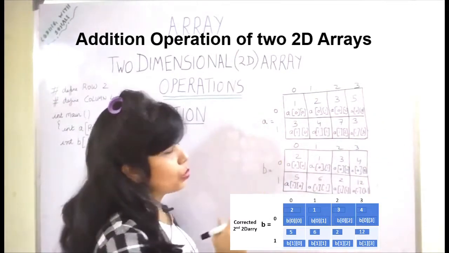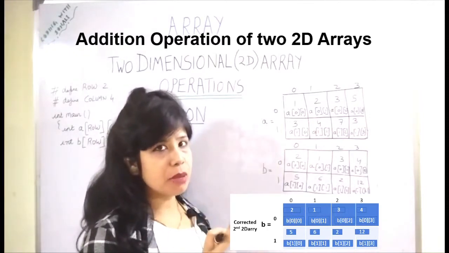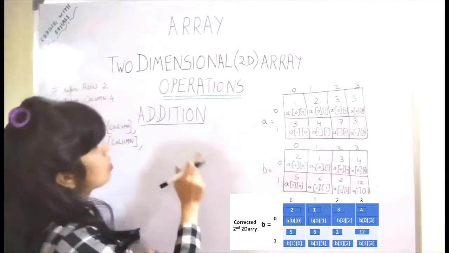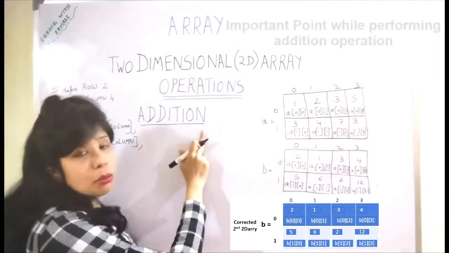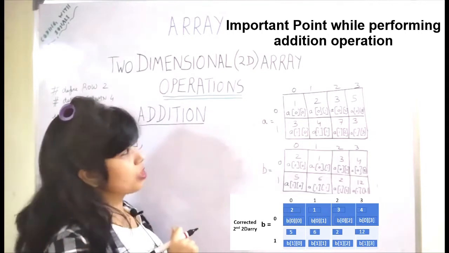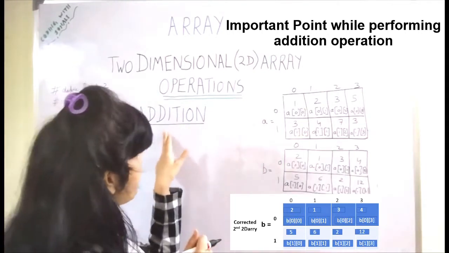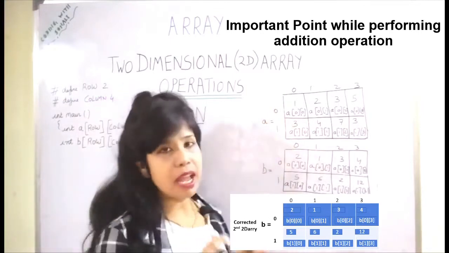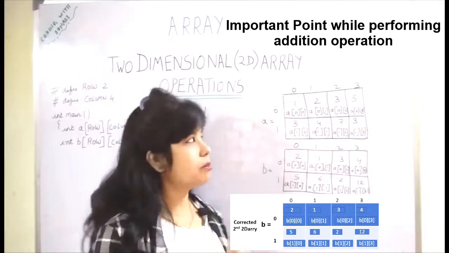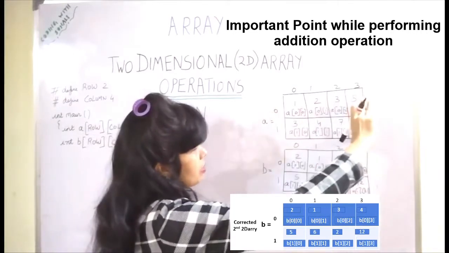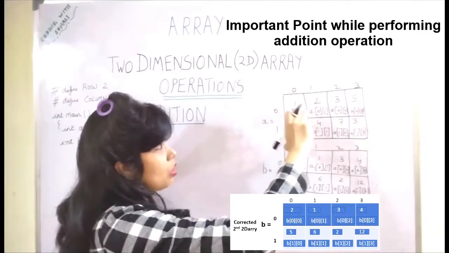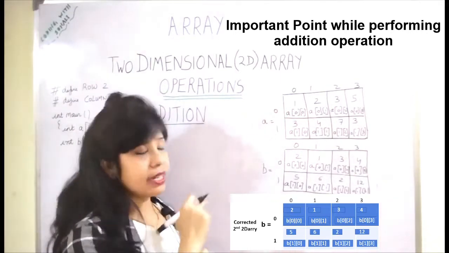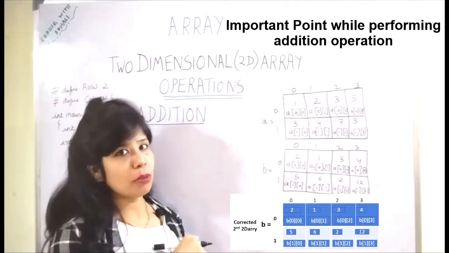We know that in a 2D array, two dimensions are there: the first dimension for the number of rows, the second dimension for the number of columns. The very important thing when you perform the addition operation, the very first question that comes is whether these 2D arrays will have the same number of rows and columns, or if it is different, that is, the first 2D array has rows and columns different from the rows and columns of the second 2D array. In that case, can we perform the addition operation or not?